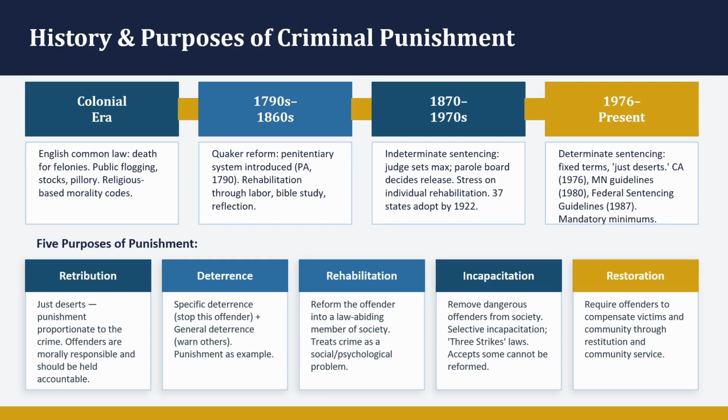This slide provides the historical and philosophical foundation for the rest of the chapter. The history of sentencing in the United States moves through 4 broad phases. In the colonial era, the English common law approach dominated. Felonies were capital offenses, and minor offenses were punished publicly through flogging, stocks, and the pillory. The religious character of many colonies added moral offenses to the list.